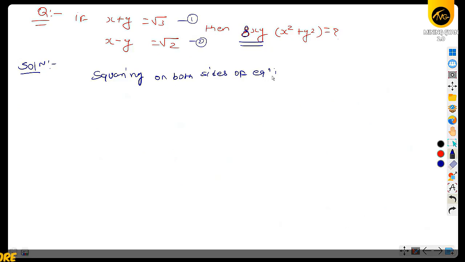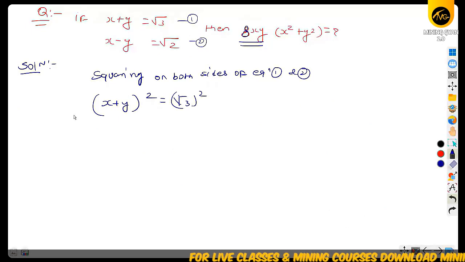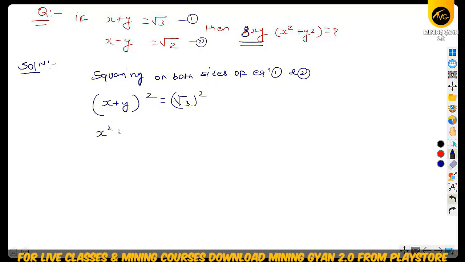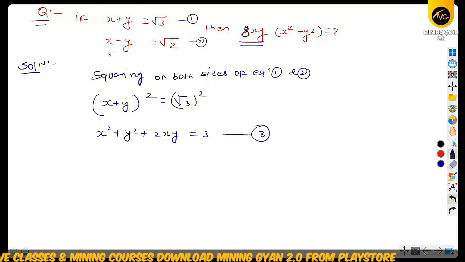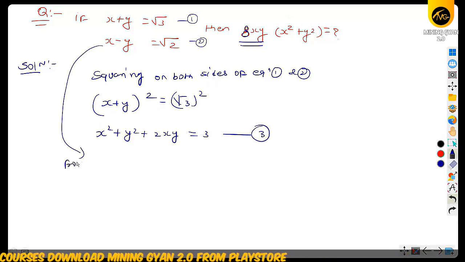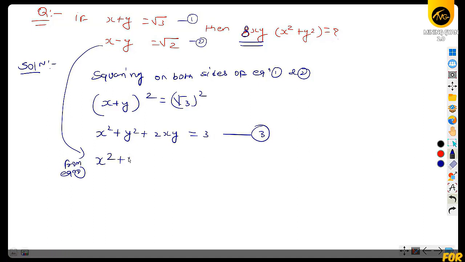Suppose from equation 1, x plus y whole square is equal to root 3 whole square. Clear? That means x square plus y square plus 2xy is equal to 3. Suppose this is equation number 3. Now from equation number 2, x square plus y square minus 2xy is equal to root 2 whole square, means 2.